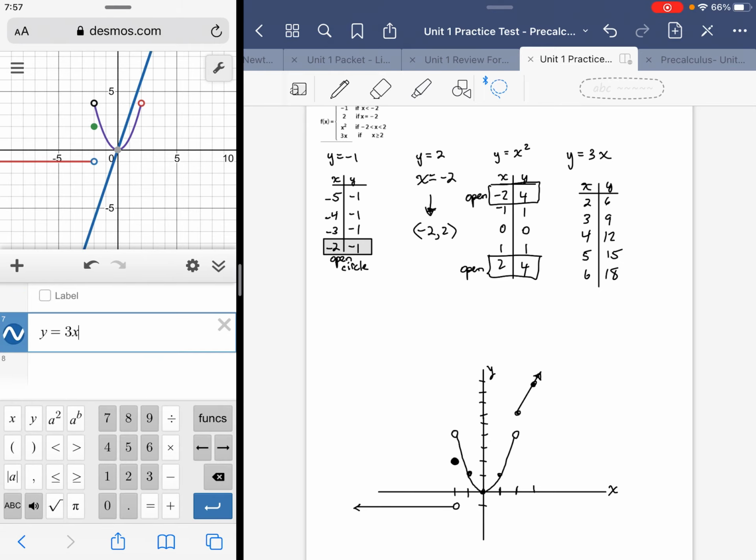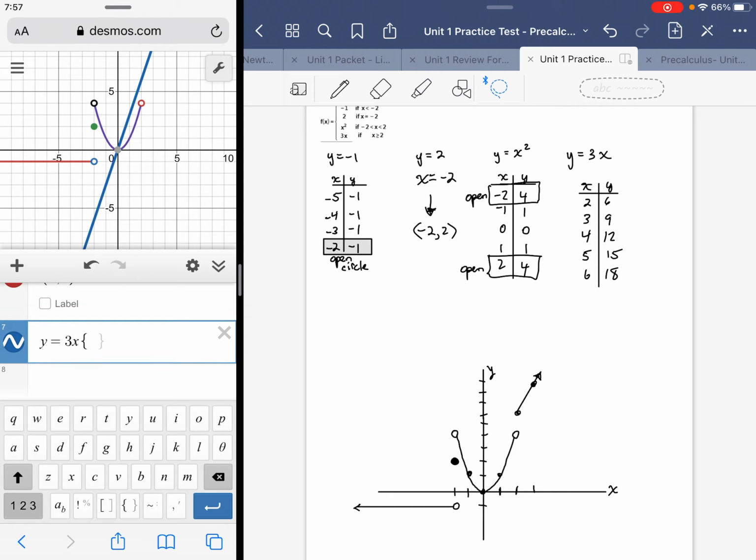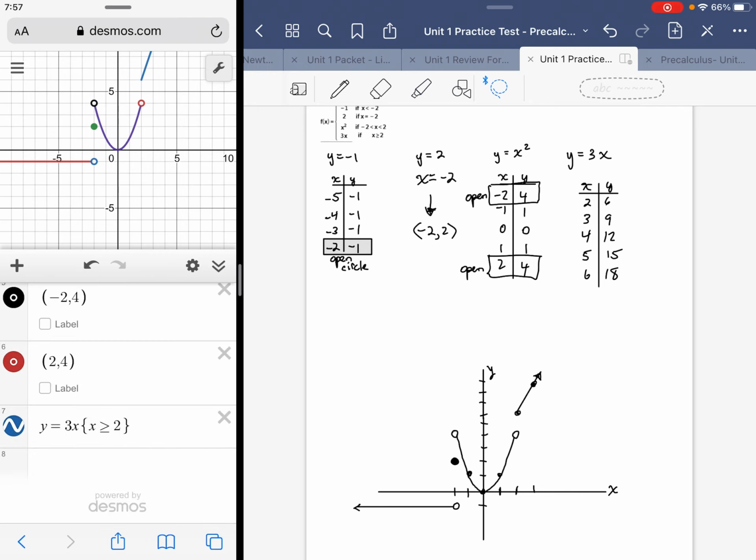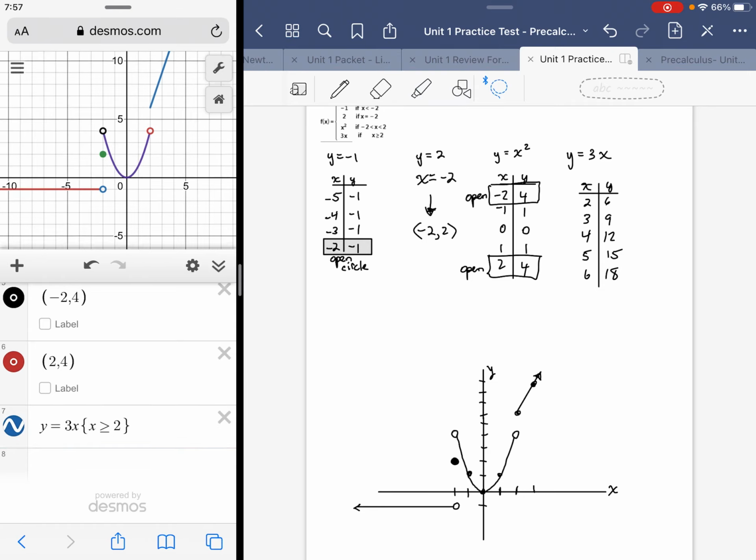So y equals 3x, open your squiggly. We're saying x is greater than or equal to 3. I'm sorry, 2. If there's a solid endpoint, see a solid endpoint there, you don't have to plot a new point for that, it's implied. All right, so this would be a nice piecewise graph.